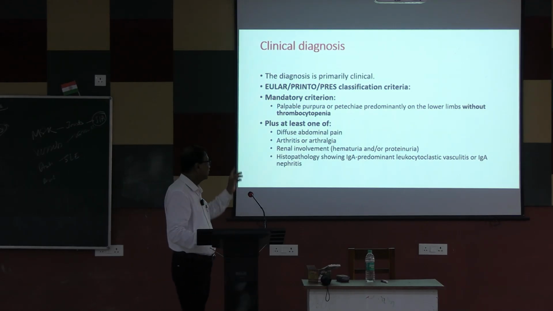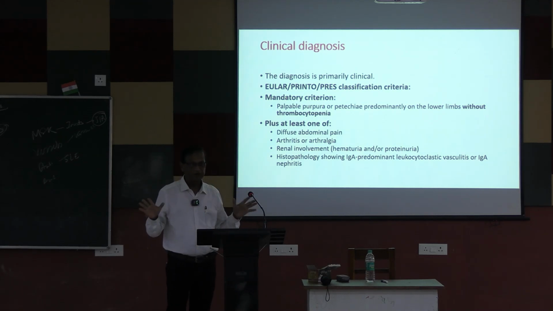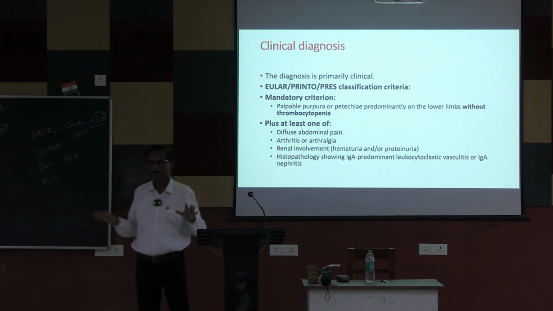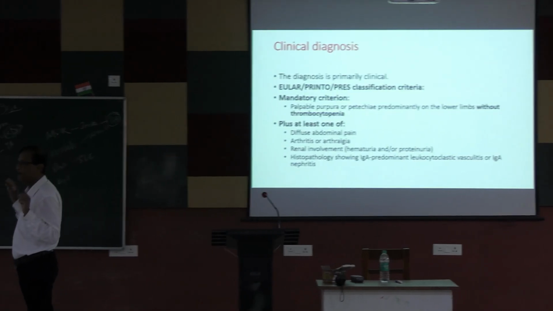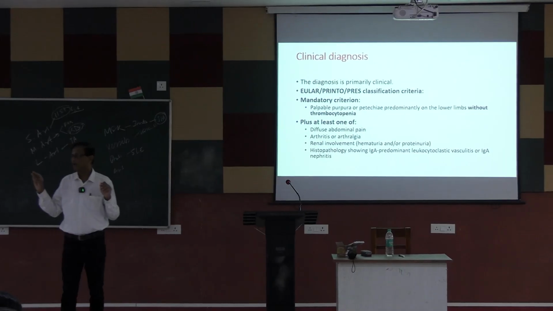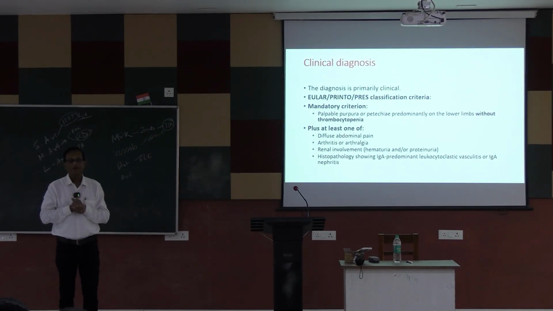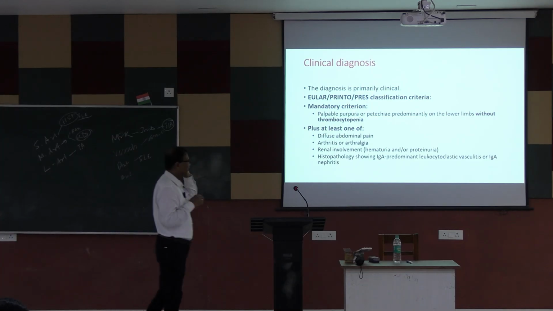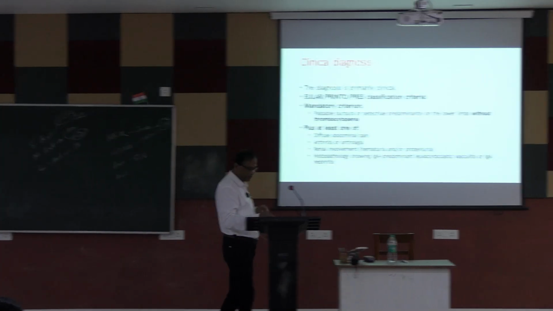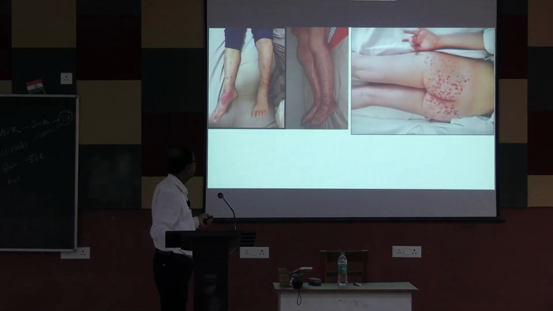So that is classical. For clinical diagnosis, skin rash, that is palpable purpura, classically seen in the lower part of the body, and any one of the four: abdominal pain, arthritis, renal involvement, commonly seen hematuria, and the fourth is histopathology proven IgA vasculitis. So that you can label it as Henoch-Schönlein purpura.